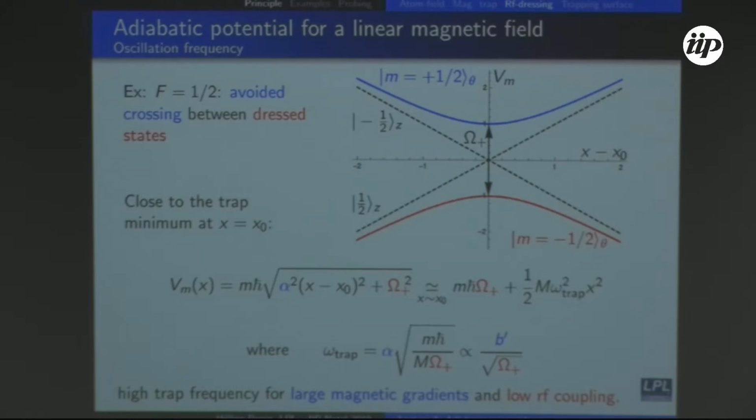So this kind of frequency you can reach. They are large for large gradients and for low RF coupling. So here, be careful. You cannot reduce the coupling as much as you would like, because this coupling also gives you the splitting between the two adiabatic states, which should stay large enough to avoid non-adiabatic losses.